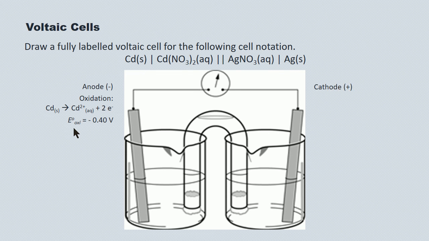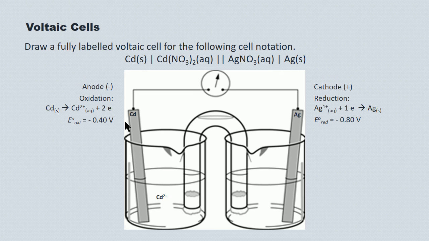On the right is the cathode, the positive terminal, site of reduction, and the silver ion is reacting with 1 electron to form the silver atom. And its potential is negative 0.80 volts. So the electrode on the left is solid cadmium, the electrode on the right is solid silver.